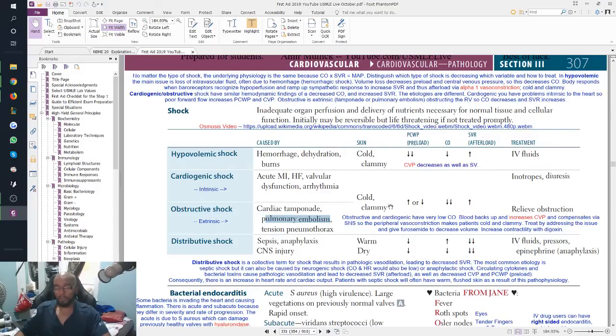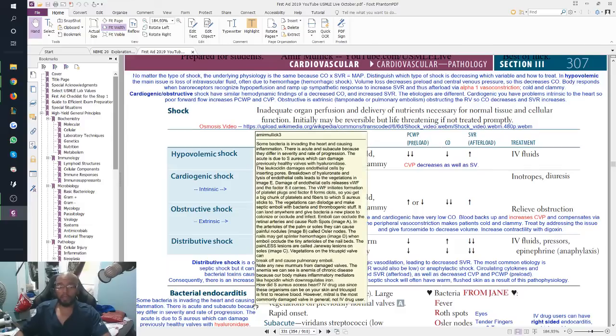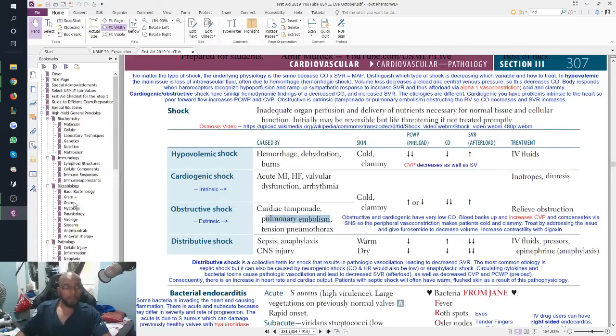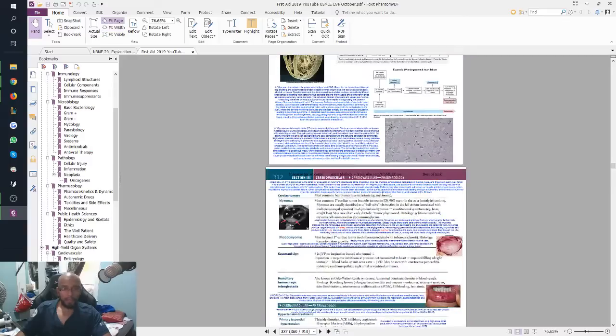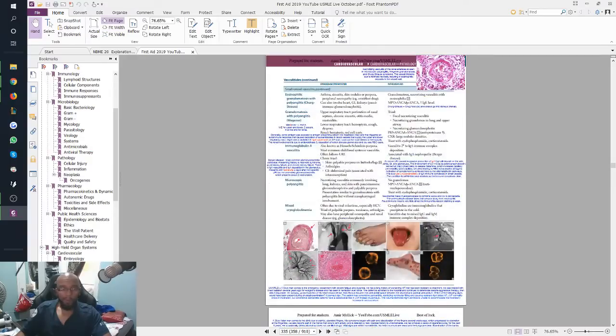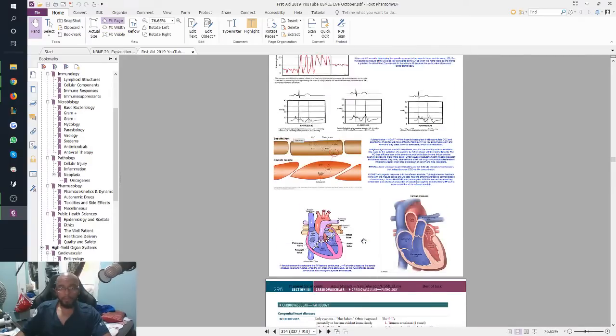Both present pretty similarly, but both are treated differently. Okay? So that's what this patient had. This patient had cardiogenic shock. And you can read about whichever shocks you want to read about by pausing the video anytime later on. The other thing you need to know is, I think it's talked about, let me see, where did they talk about it? Oh, right here.